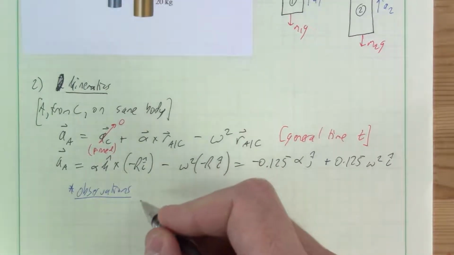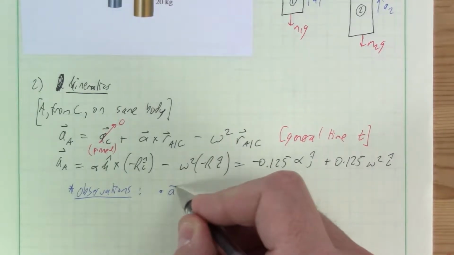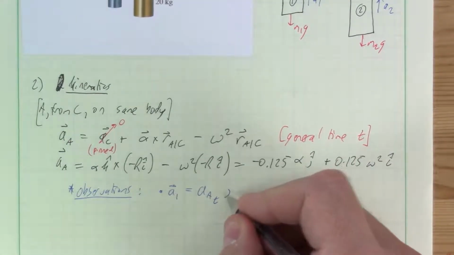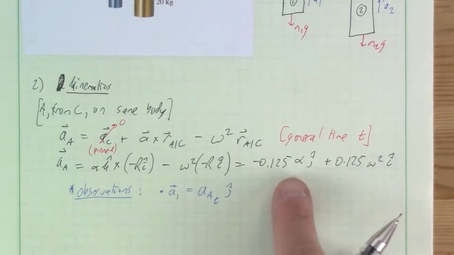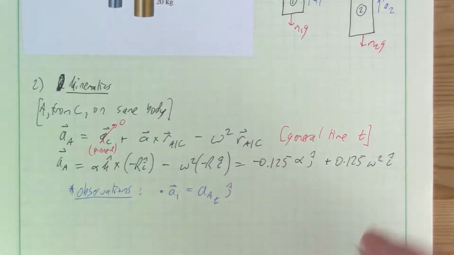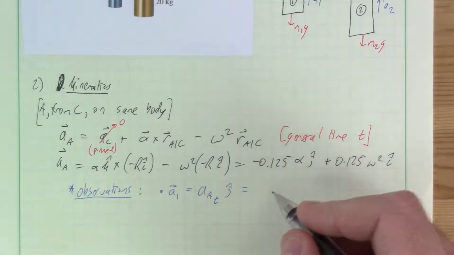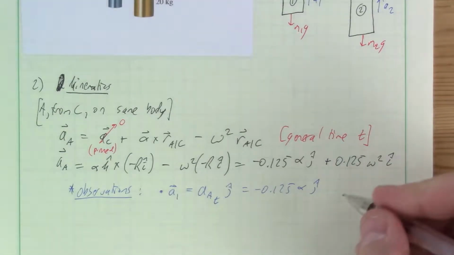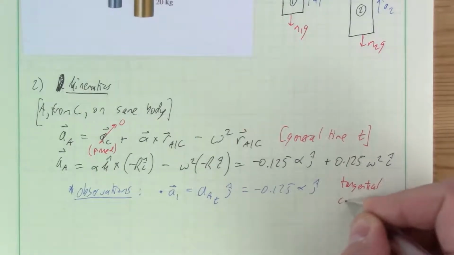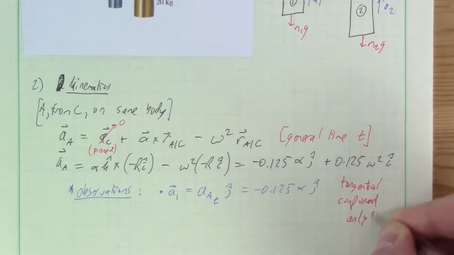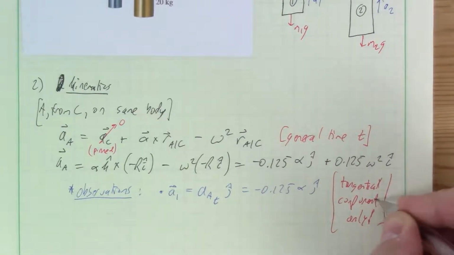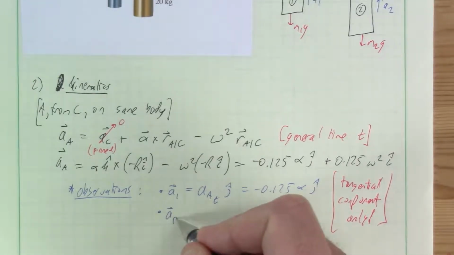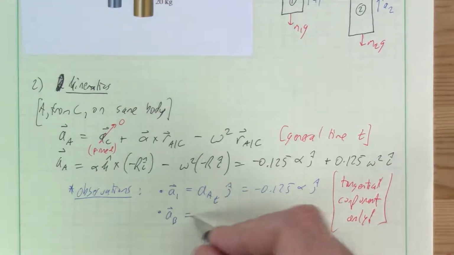component to get A1. Okay, so we have A1 equals A tangential j hat. It's really the tangential component at A in the j hat direction. Okay, so basically A1 is then going to be minus 0.125 alpha j hat. We need tangential component only. Okay. Another observation is that due to symmetry, the acceleration of B is just minus the acceleration of A.